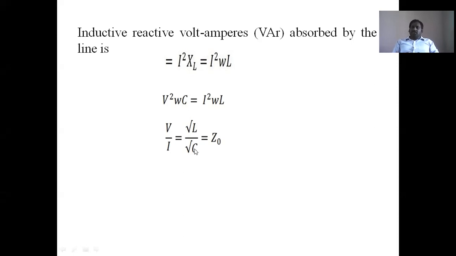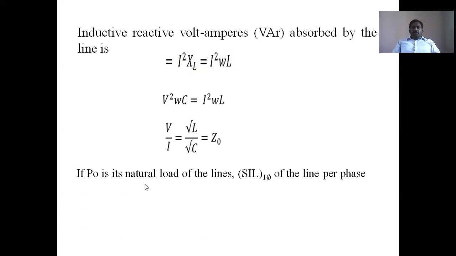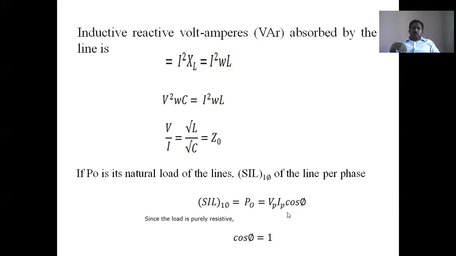The square root of L by C we have already derived. That is Z0, the characteristic impedance, natural impedance or surge impedance. If P0 is the natural load of the line, then the single phase surge impedance loading is P0 equal to Vp Ip cos phi, where Vp is the per phase voltage and Ip is the per phase current. The surge impedance loading is when the transmission line delivers power to a resistive load. We have already given the definition. Resistive load means cos phi is equal to 1.